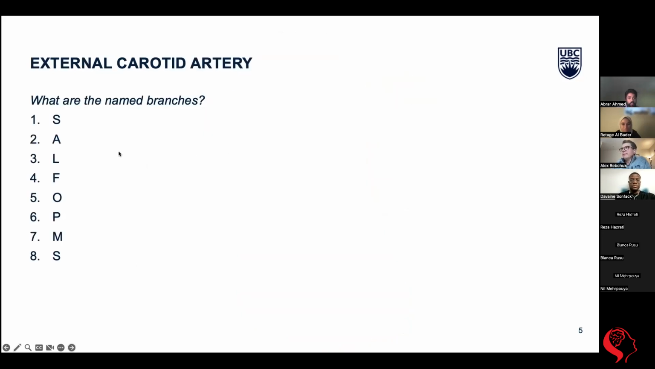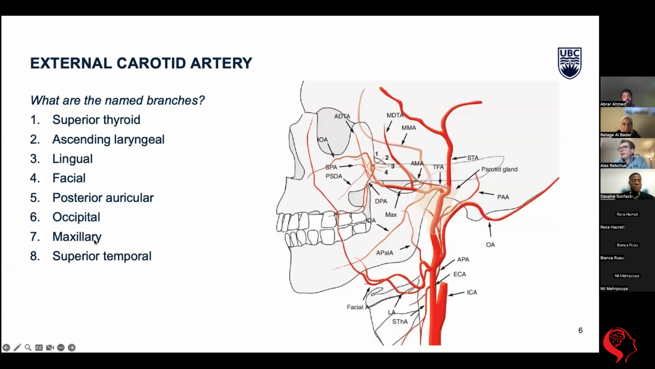This is another question, and the point of this lecture is to highlight what you guys should know. If you don't know the answers for these, you can go and stare at the textbooks and learn them yourselves. Another common question is the branches of the external carotid. There's a bunch of named branches, and there's a mnemonic for these. Does anybody know what any of these would be, or what the mnemonic is for the external carotid? That's fine. I'll go through these, but these are all the branches here.